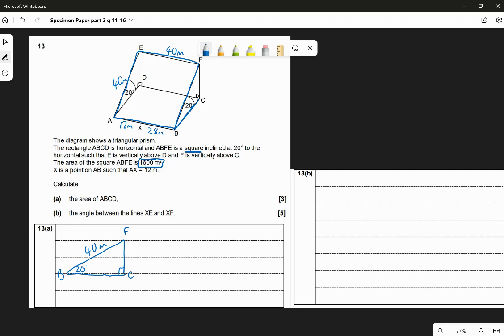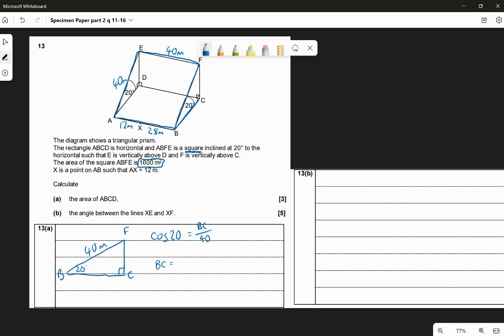So let's call that, I'm not going to call that X because we've already got an X on the diagram. I'm just going to call that BC. So cos 20, because I'm dealing with the adjacent and the hypotenuse, I'm using cos 20 is equal to BC over the adjacent side, over 40. So 40 cos 20 is BC.